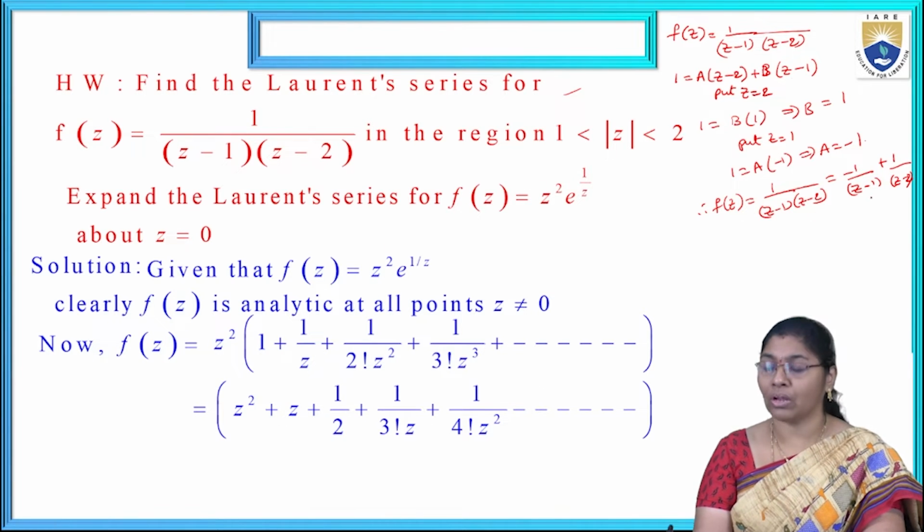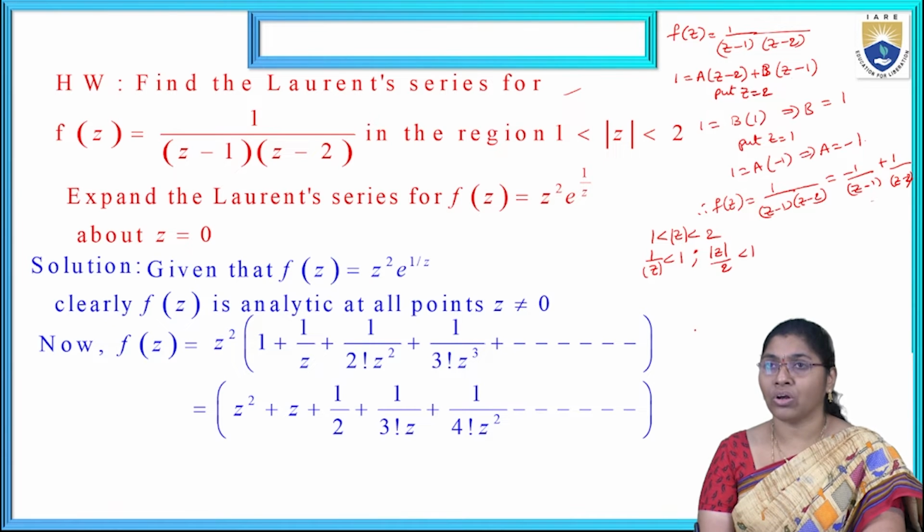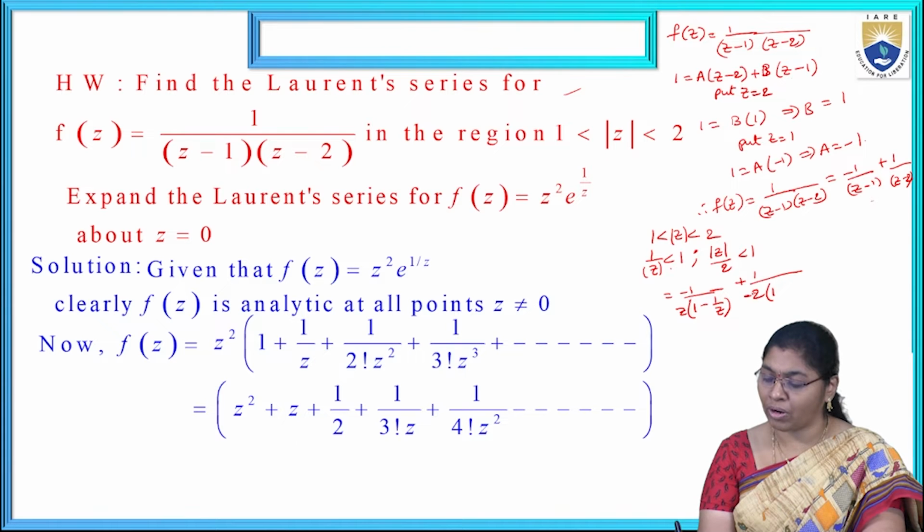Here the two factors are z minus 1 and z minus 2. Now the given condition is 1 less than mod z less than 2. That means mod 1 by z is less than 1, and another step is mod z by 2 is less than 1. These two conditions we are applying here. That means minus 1 by z taking z common gives 1 minus 1 by z, and for the other, taking minus 2 common gives 1 minus z by 2.